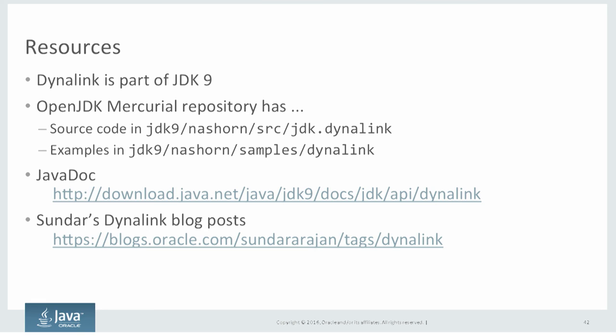Dynalink is part of JDK 9 in a dedicated separate module. The source code lives in the Nashorn repository of the JDK 9 forest. There are many examples there. There's Javadoc, and also, again, watch out for posts in Sundar's blog. He already has a sizable amount of very interesting examples described at very good level of detail there. And also, if you have questions, ask them on nashorn-dev. Attila reads there too, and will be happy to answer questions. So will I, if I can.